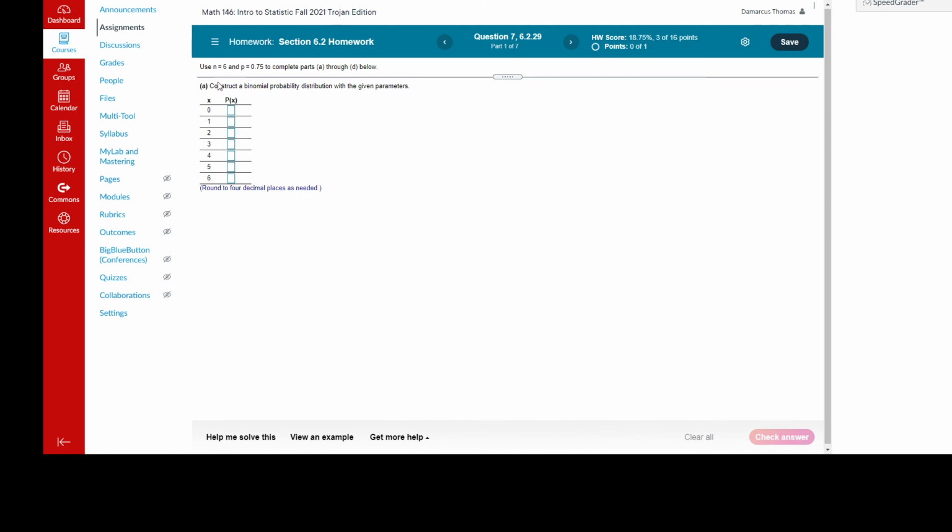Right, they want us to calculate the probability of each one, exactly 0, exactly 1, exactly 2, exactly 3, exactly 4, exactly 5, exactly 6. And then we will get that full binomial distribution table. And then we can answer all kinds of questions from this. So you would do each one. N is 6, and the probability of a success is 0.75.